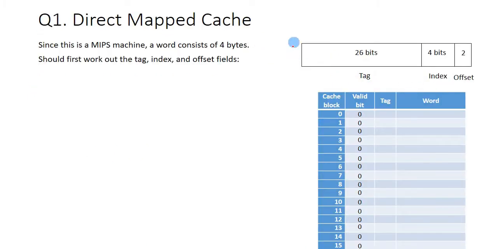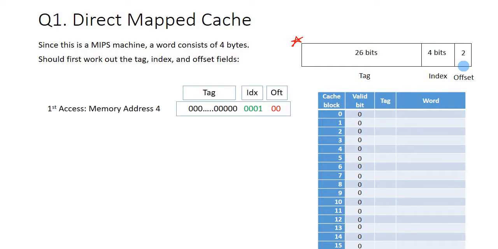So that is where we have this representation of the 32 bits, broken up into the tag, index, and offset. This is very important. Once we have this, we know how to interpret any given 32-bit address to figure out where it gets mapped to.